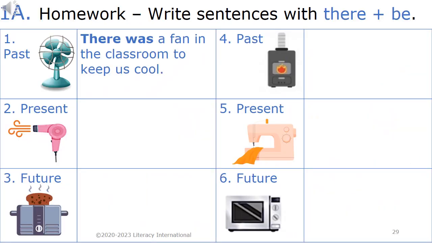1A, homework. Write sentences with there plus be. For example, 1, past. There was a fan in the classroom to keep us cool. 2, present. 3, future. 4, past. 5, present. 6, future.